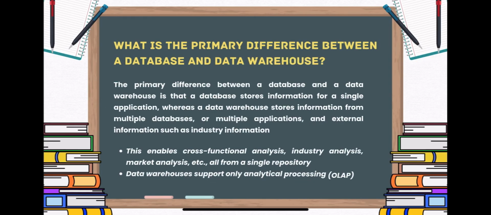The first thing we'll be looking at is what is the primary difference between a database and a data warehouse. The primary difference is that a database stores information for a single application, whereas a data warehouse stores information from multiple databases or multiple applications, and external information such as industry information. This enables cross-functional analysis, industry analysis, market analysis, and so on, all from a single repository. A data warehouse supports only analytical processing, that is OLAP.